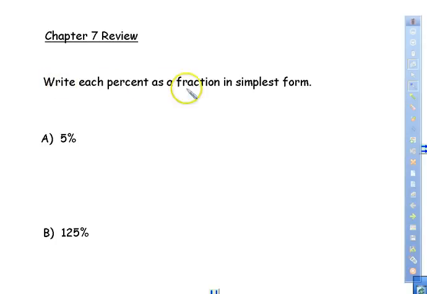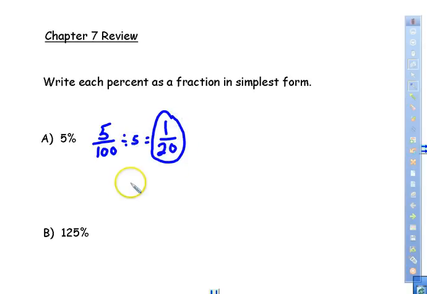It says write each percent again as a fraction in simplest form. So again, since I have a percent, I'm going to simply write it as that number over 100. And then I am going to need to simplify that by finding the greatest common factor, and you divide both of those by 5, and I would get 1, and then 100 divided by 5 is 20, and 1/20th is in simplest form.